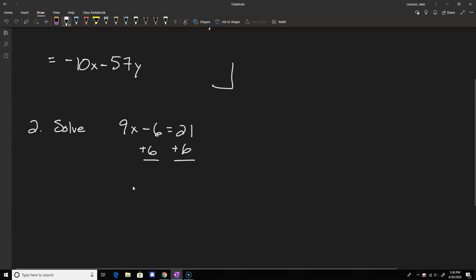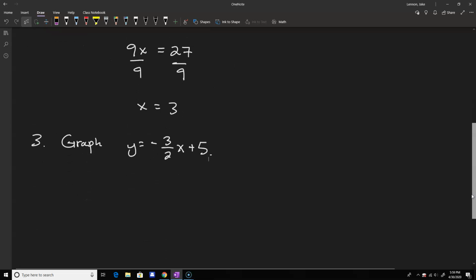Anyway, so when you add 6 on the left, they cancel. And on the right, 21 plus 6 is 27. So then just divide both sides by 9, since x is being multiplied by 9. And we're left with just x equals 3. So that's the solution to problem number 2.